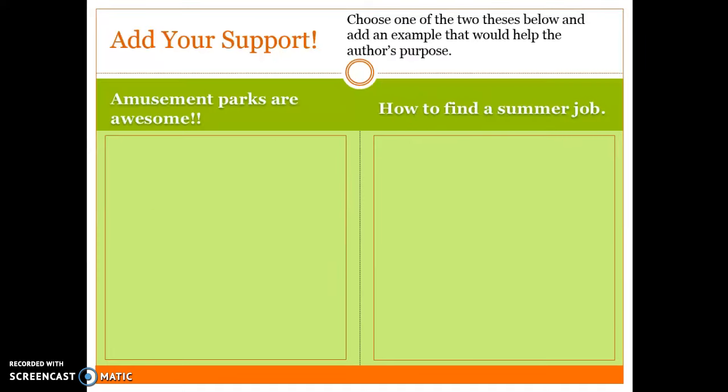So think about this. You have two different situations here. What I'd like you to do is choose one of these two situations and add some examples in the box to the right. What are some examples that would help support the author's purpose for either one of these two topics? Go ahead and take a moment to fill that out. And we'll talk about that when you come back into the classroom.